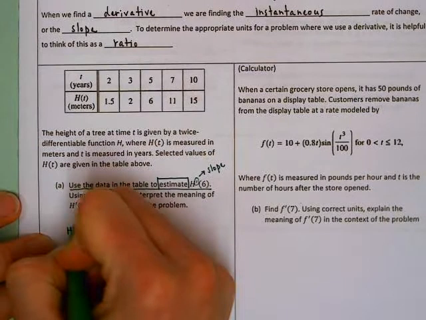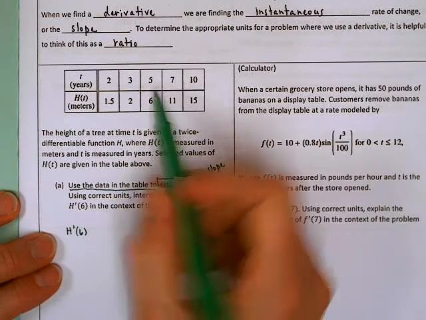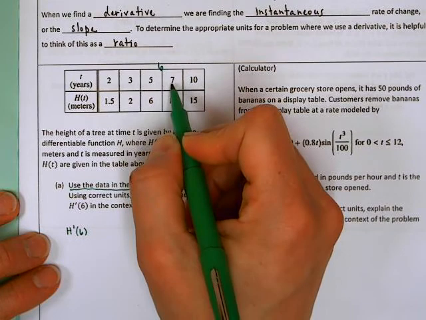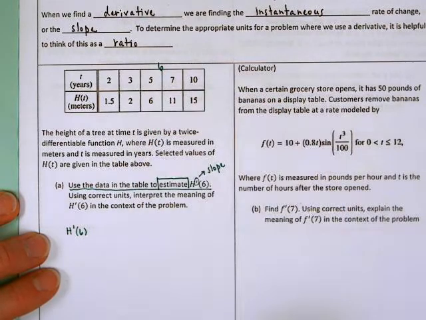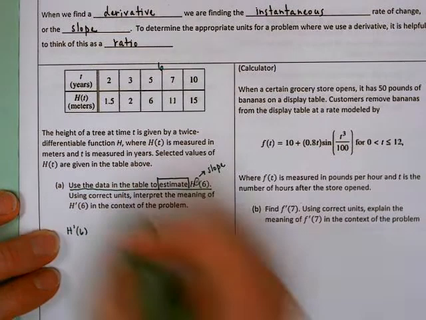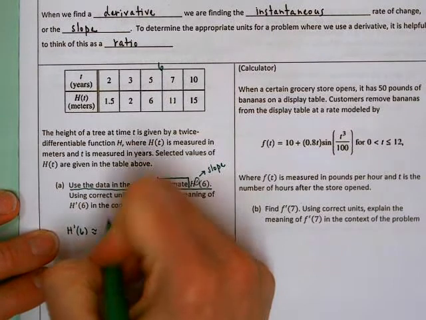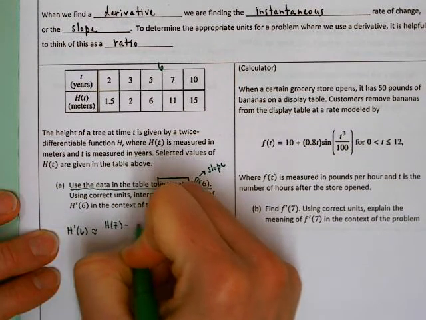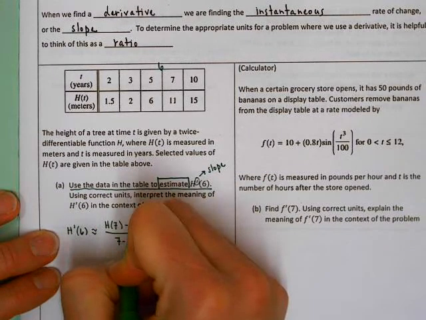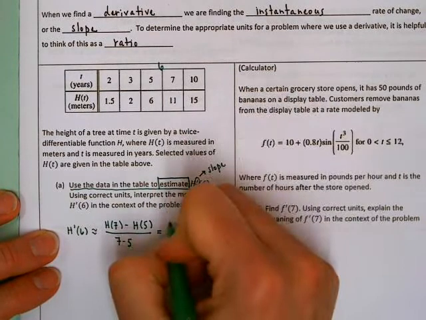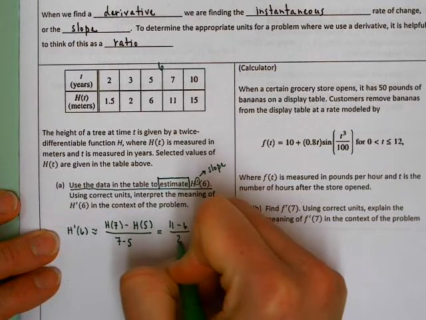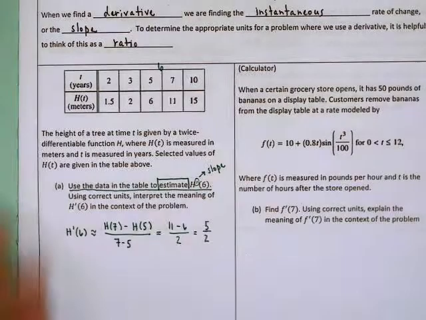So h prime of 6. If I look in the table, I know 6 is between 5 and 7. So if I take the average rate of change between 5 and 7, that'll approximate the instantaneous rate of change at t equals 6. So this is approximately h of 7 minus h of 5 over 7 minus 5. H of 7, I grab that from the table, is 11. H of 5 is 6. On the bottom I have 2, so I get 5 over 2.